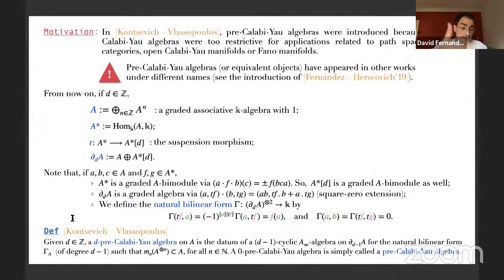So following Kontsevich and Vlassopoulos, given d an integer, we define a d-pre-Calabi-Yau structure on a graded associative algebra A as the datum of a (d minus one)-cyclic A-infinity algebra structure on this partial d minus one A, for this natural bilinear form gamma, which is of degree d minus one, such that we ask that the higher multiplications of this A-infinity algebra map A tensor n into A. Okay, the image is contained in A for all natural numbers n. A zero pre-Calabi-Yau algebra will be simply called a pre-Calabi-Yau algebra. Okay, so we have this key notion.